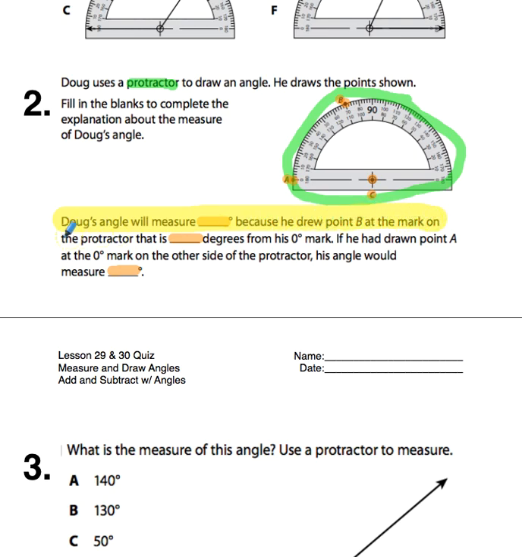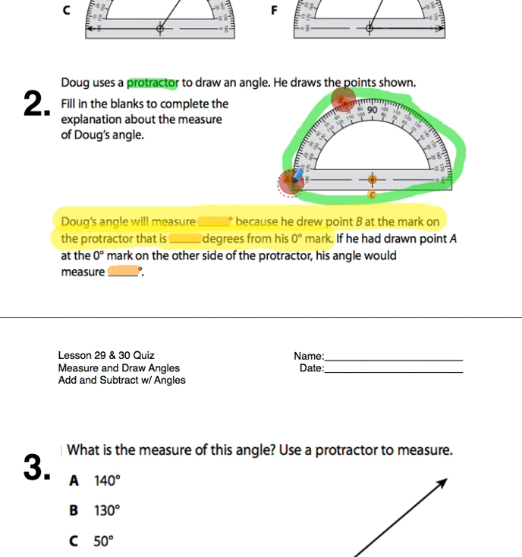And let's go ahead and read this again to make sure that we understand what it's asking. Doug's angle will measure blank degrees because he drew point B. Let's make sure we understand where point B is. Point B at the mark on the protractor that is blank degrees from his 0 mark. There's his 0 mark. Everybody see the 0 there? So point A is at the 0 mark on this end. Point B up there. All right?